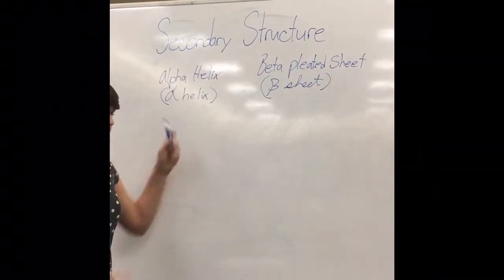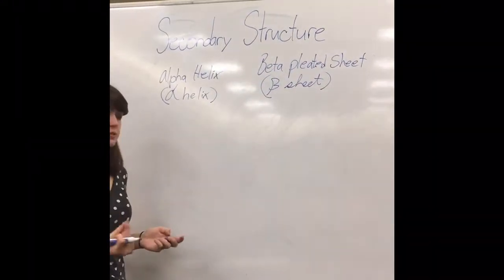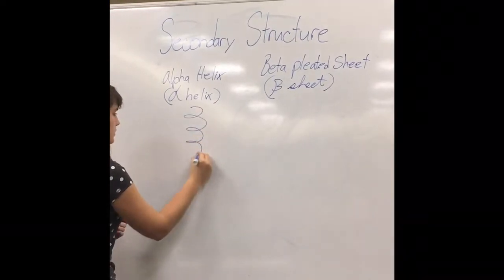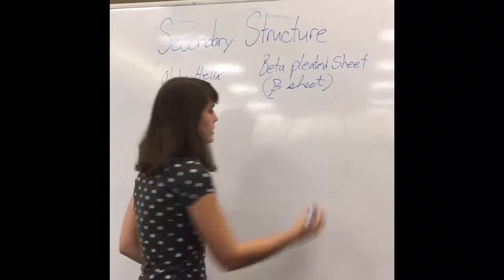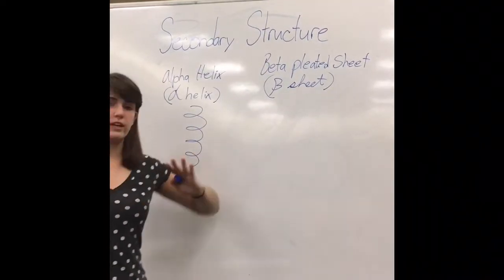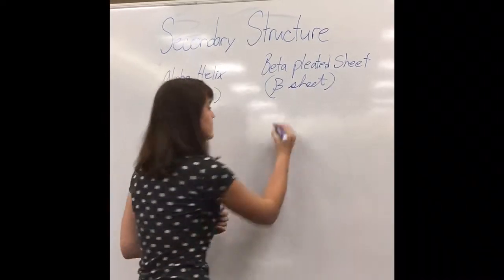So the alpha helix has more of a coiled shape to it, so it looks like this, in a sense. And then beta sheets look almost like an accordion, if you can imagine it folding in on itself.